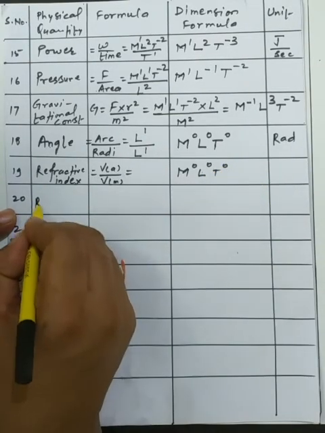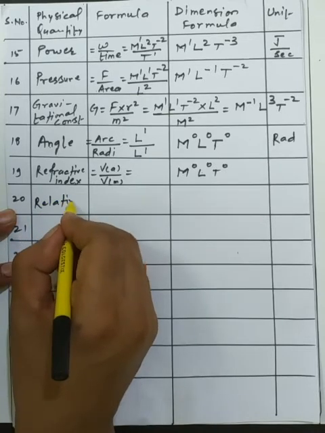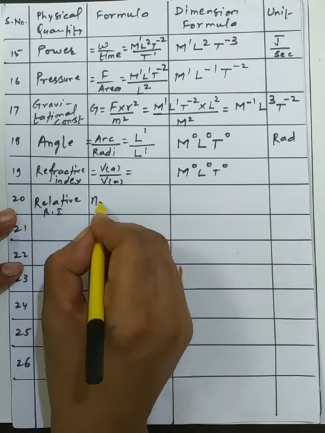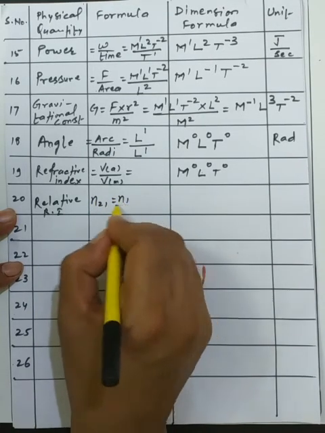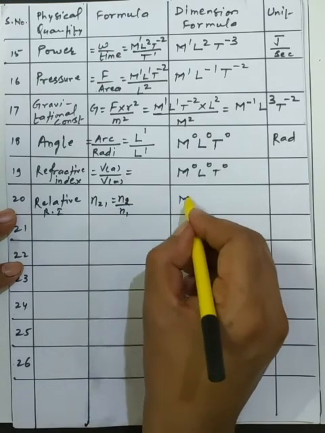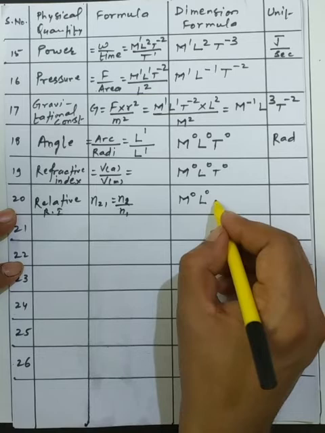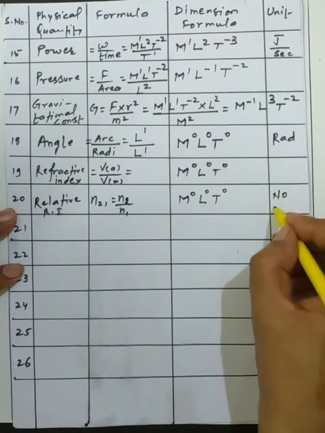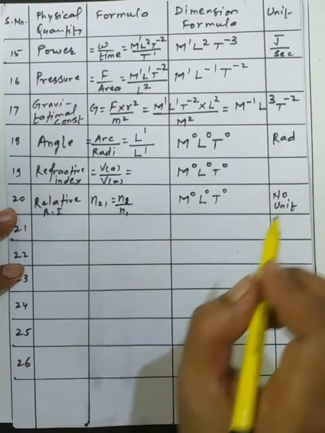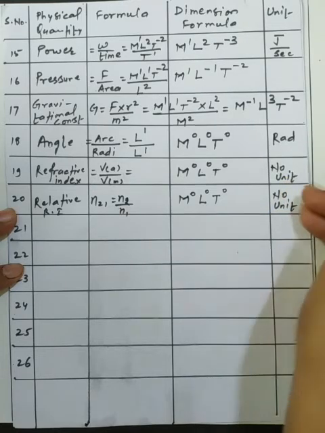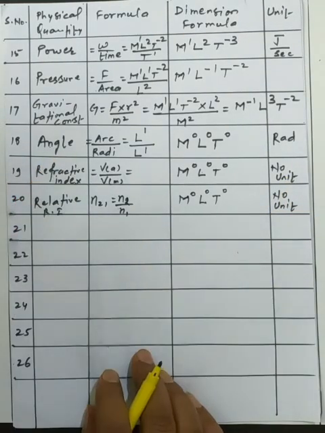Now another one is called the relative refractive index. Generally we use the formula n21, and it is simply the ratio of the refractive indexes of the two media, so I am writing n2 upon n1. Finalizing, we can say that this quantity has no unit and no dimension. Same as the refractive index, it has no unit. But the angle has exceptional characteristics: no dimension, but still it has a unit.